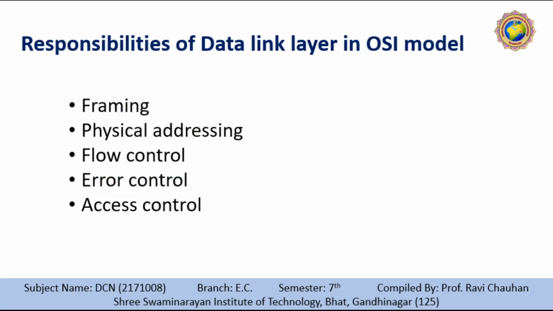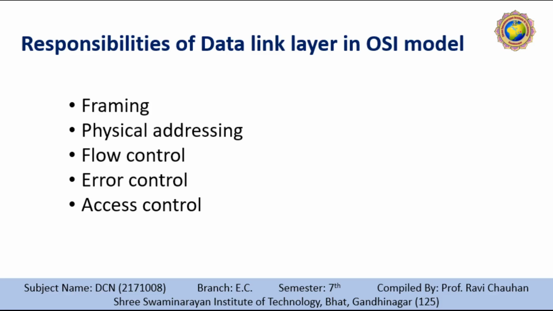Next is flow control. If the rate at which the data is absorbed by the receiver is less than the rate at which the data is produced by the sender, the data link layer imposes a flow control mechanism to avoid overwhelming the receiver. Means a matching is required: the rate at which the data is generated should be nearly equal to the rate at which it can be received at the receiver. So flow control is required, and it is the responsibility of the data link layer to control the flow of data.